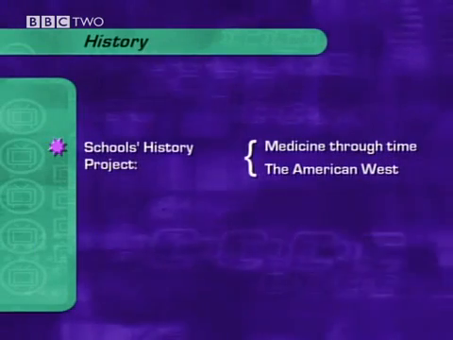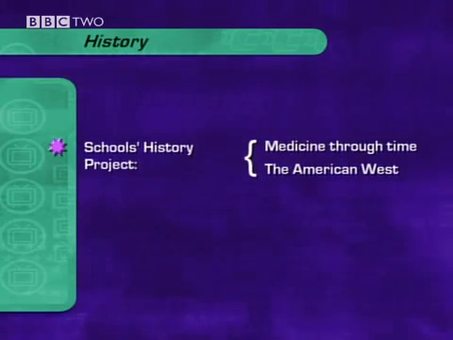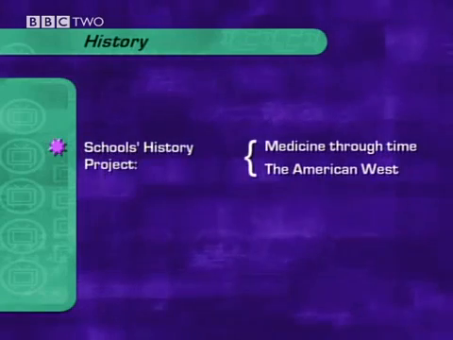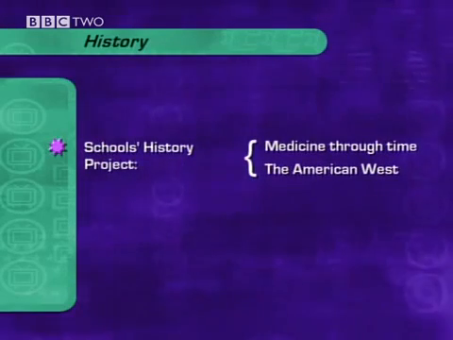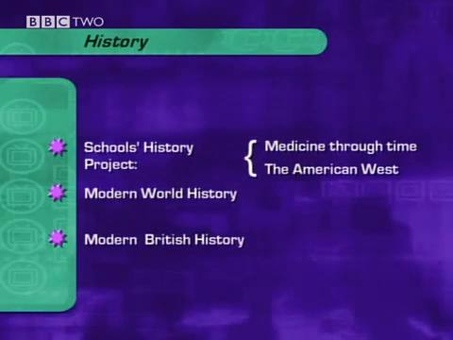This programme on School's History Project concentrates on medicine through time and the American West, two of the most popular courses of the GCSE School's History Project. The two other programmes on history are Modern World History and Modern British History.